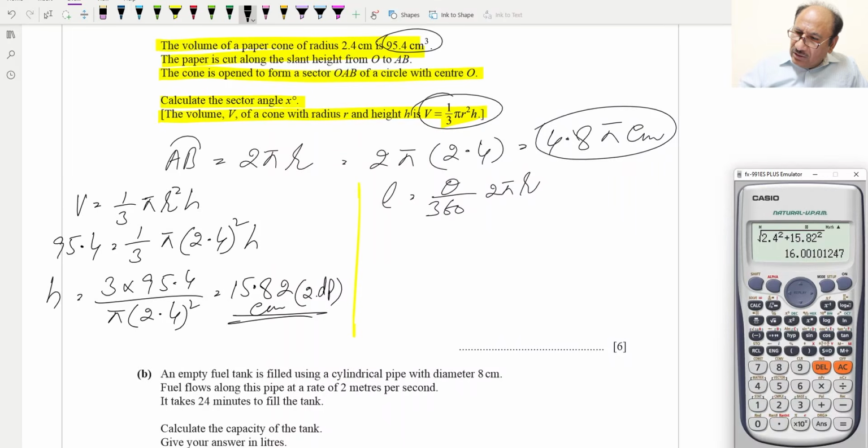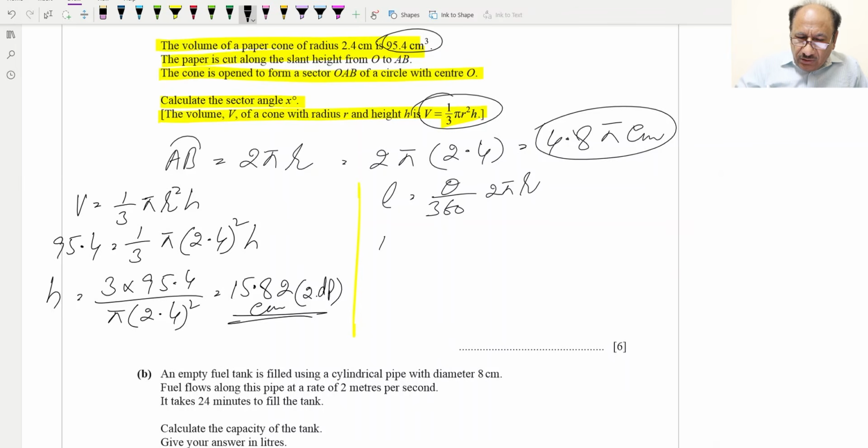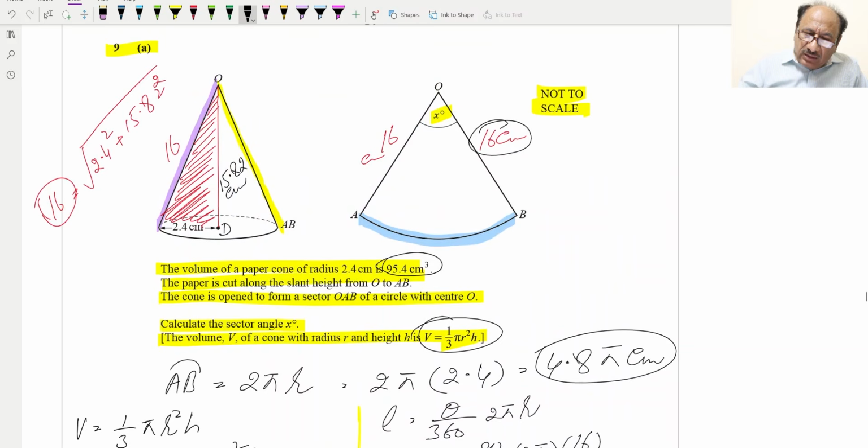If we check with this one, 4.8 and pi, this will be equal to 15.08. So 15.08 will be the L value, and theta is x, which we need to find, and 360 and 2 pi, and r will be what? r will be 16. As I told you, we are taking this diagram and we will be taking this radius.